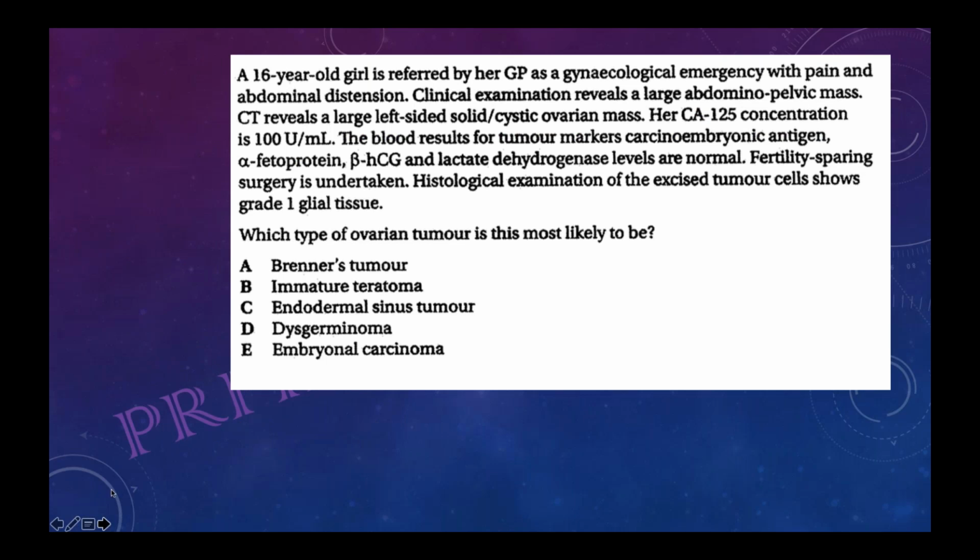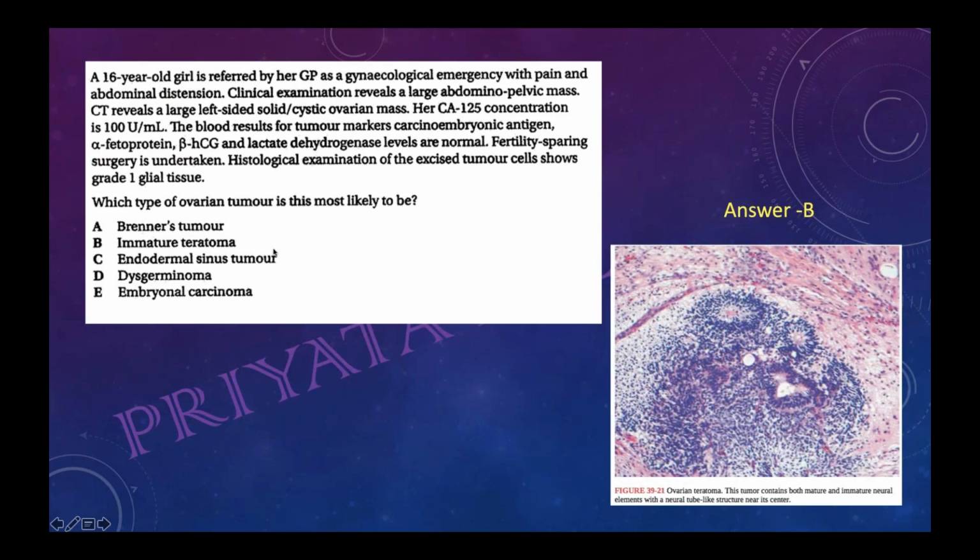A 16-year-old girl at the gynecology emergency with abdominal distension. CT showed a left solid cystic mass. CA125 is 100, her tumor markers are normal. Fertility sparing surgery has been done. The excised tissue shows grade 1 glial tissue. What could be the tumor? Immature teratoma, option B. Yes, immature teratoma is the answer.